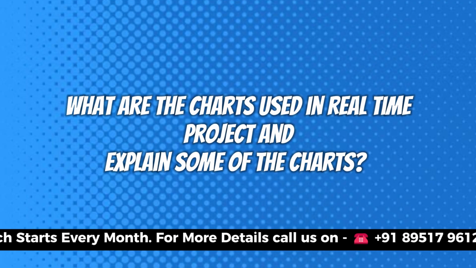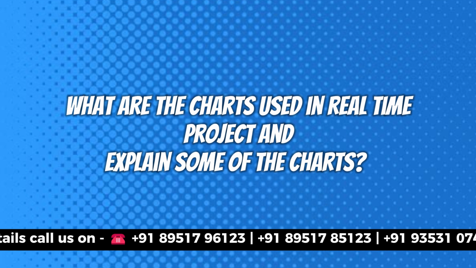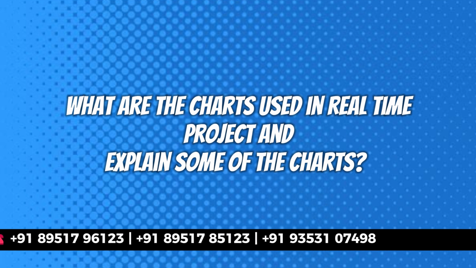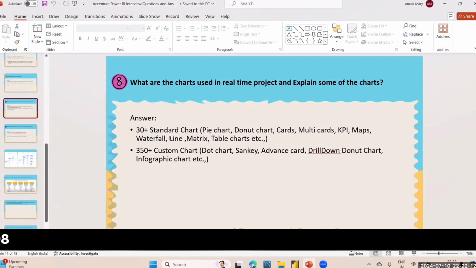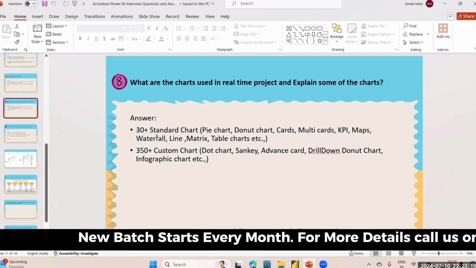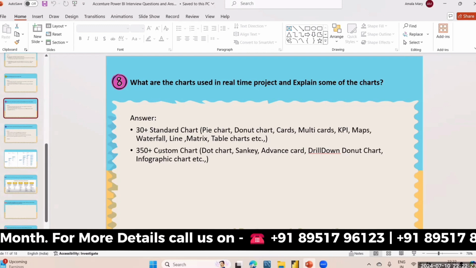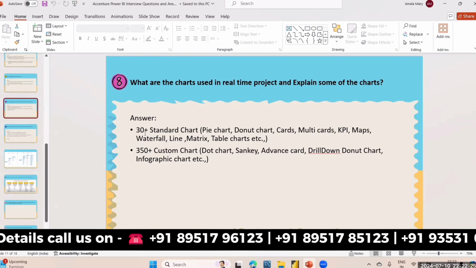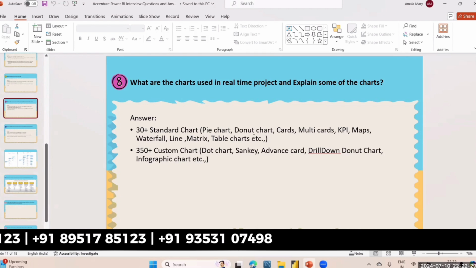The next question is, what are all the charts used in a real-time project, and explain some of the charts. This is a common question in interviews. They will be asking it. So we can list out the charts which we have used in real-time projects and explain them. We have 30 plus standard charts, and 350 plus custom charts. So we can list out a few of the charts, and give the explanation why we have used them.